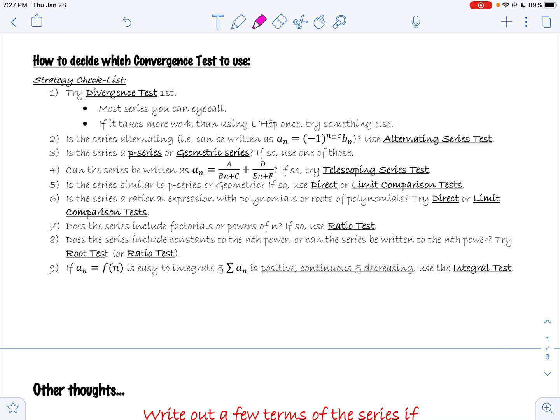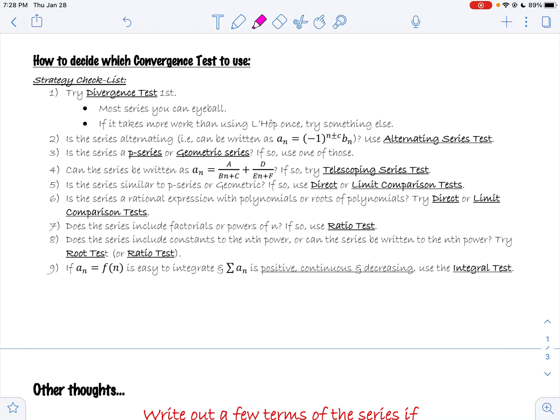Again, remember that there's multiple tests that work for different series. So there's not just one answer, like, okay, anytime I see a series like this, I can only use this particular test. It just doesn't work that way for the most part. So these are the things that you can think through as you're trying to decide which is the best test to use.